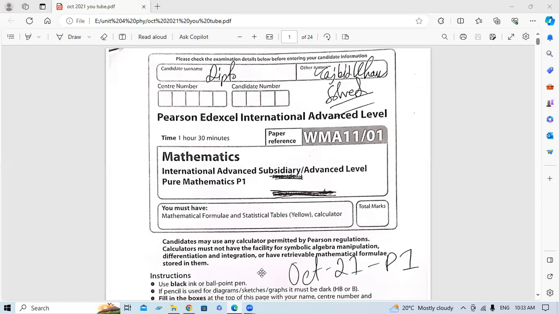Today we are going to discuss the IAL P1 paper. The paper reference code is WMA11/01. So let's start.